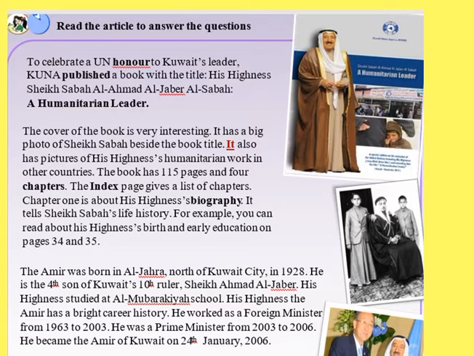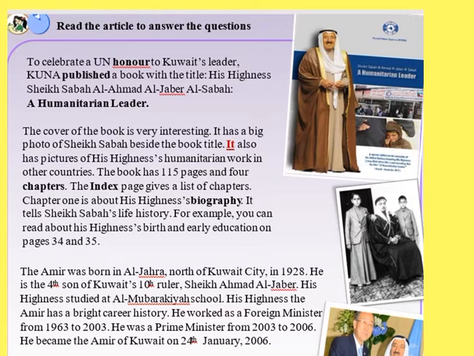For example, you can read about His Highness's birth and early education on pages 34 and 35. The Amir was born in Al-Jahra, north of Kuwait City, in 1928. He is the 4th son of Kuwait's 10th ruler, Sheikh Ahmad Al-Jaber. His Highness studied at Al-Mubarakiyah School.